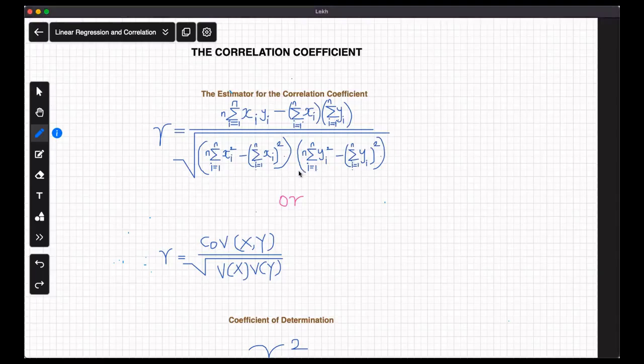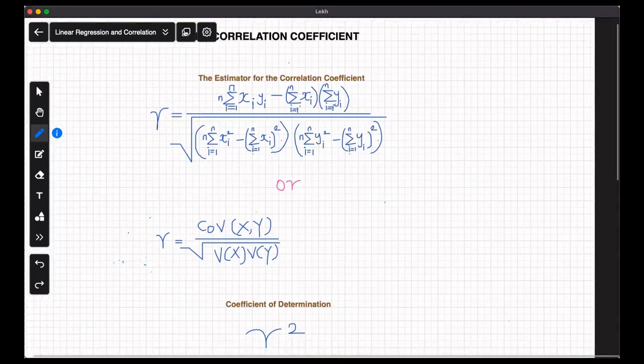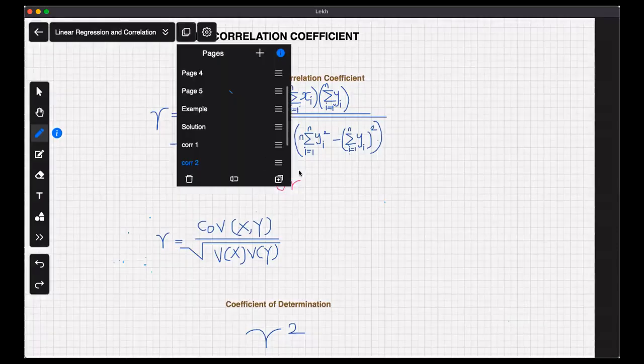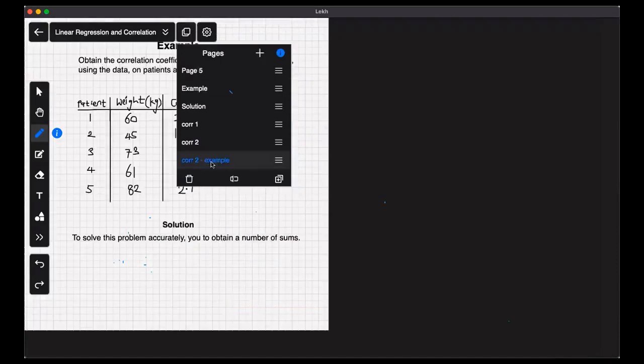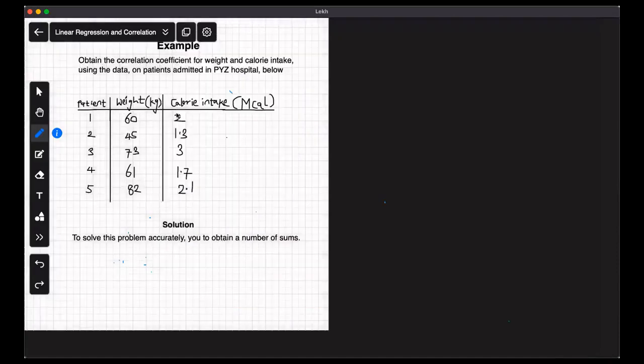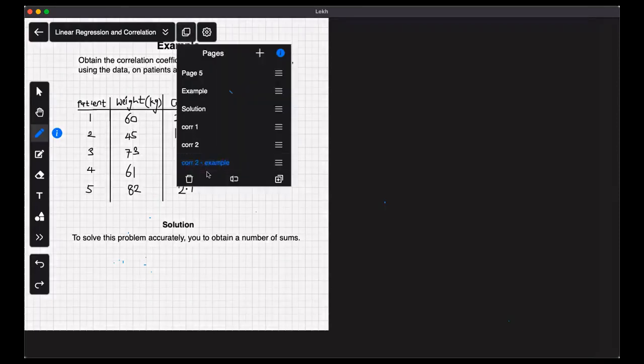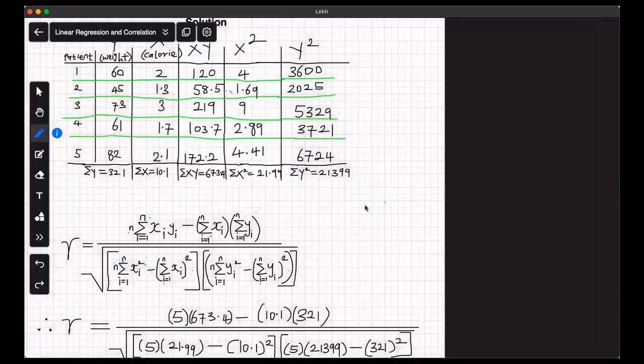This is Pearson's correlation. It consists of looking for some summations. These are the summations, but let's look at the example that was taken. We had to look for the correlation between weight and calorie intake. When we did that, we got the solution. It looked something like this.